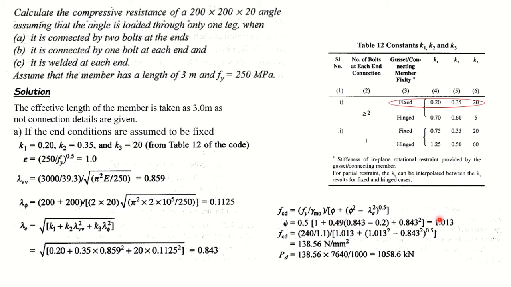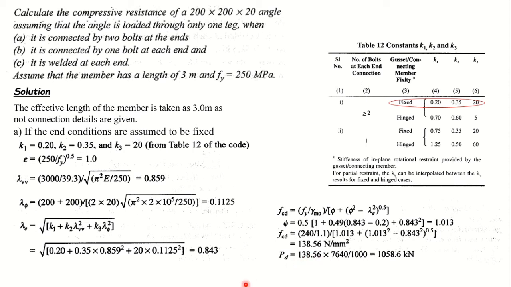So this gives us the phi value as 1.013, and FCD, which is Fy upon gamma m0 divided by phi plus the square root of phi square minus lambda E square, raised to 0.5. This will be the FCD value, which comes out to be 138.56 Newton per mm square. So from this, the load carrying capacity is area times FCD, A into FCD.